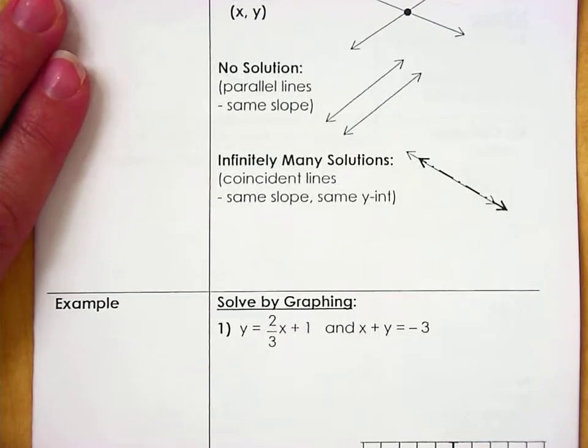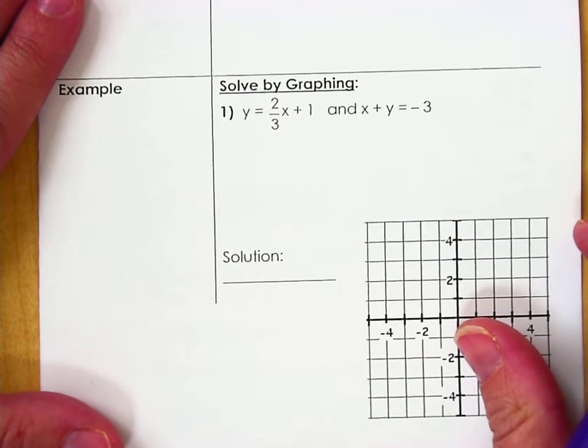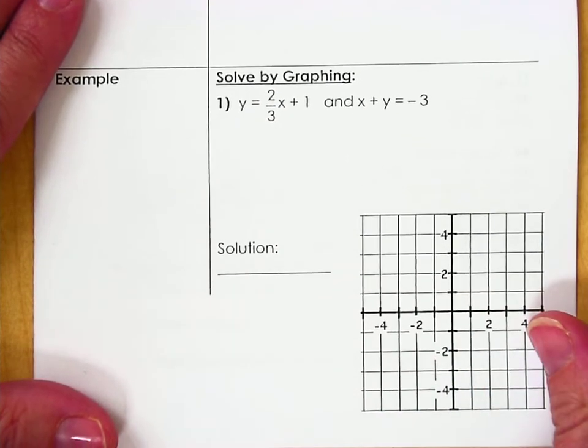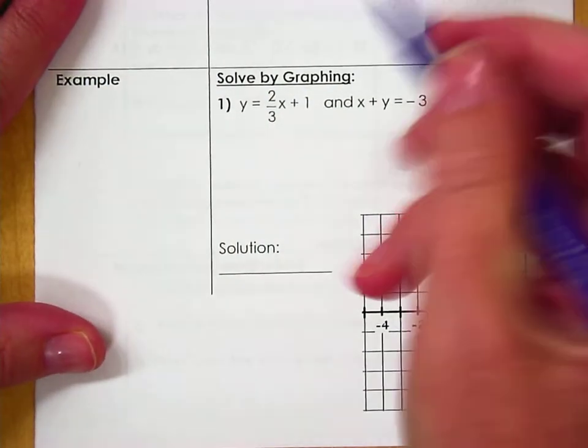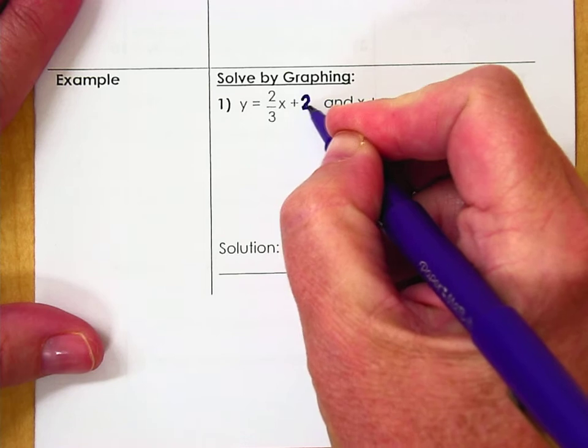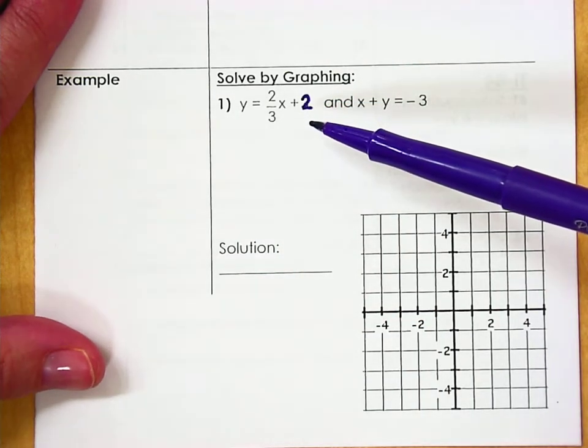So let's do one example together, and then I have two more. We're actually going to do two together, and then I have one that you're going to do by yourself, and you're going to show your teacher your answer. To begin this, I want to change this problem just a little bit, and I want to change the first equation's y-intercept to 2. Make that a 2 there.